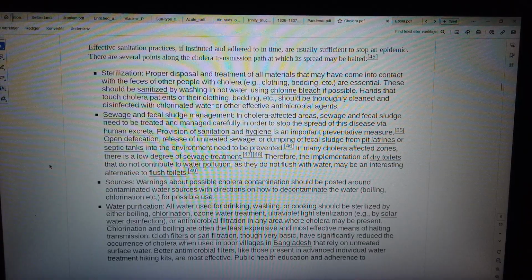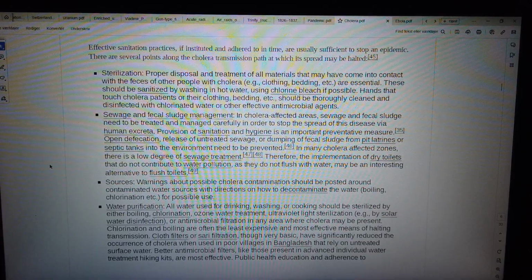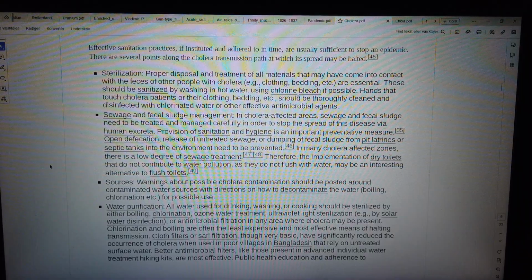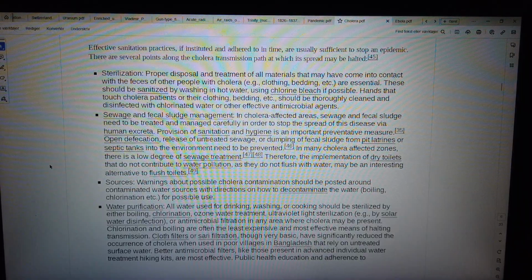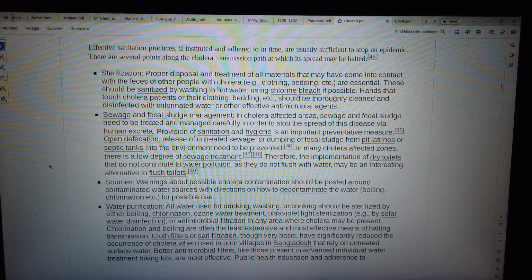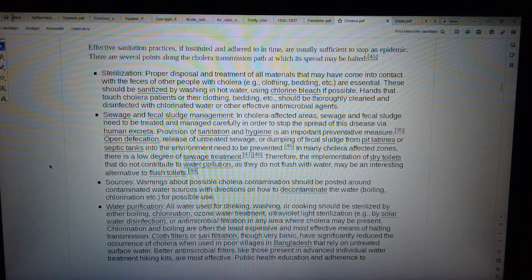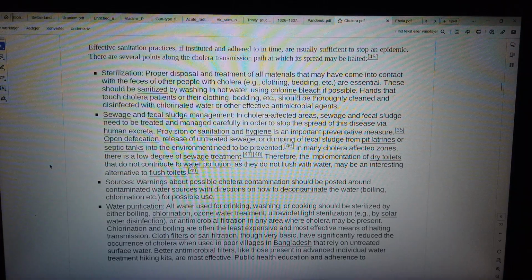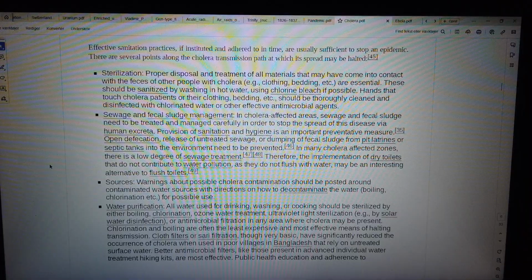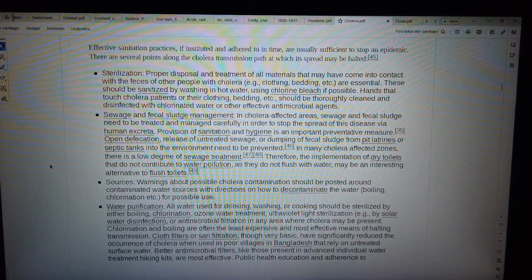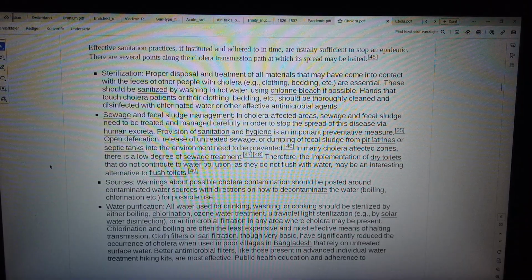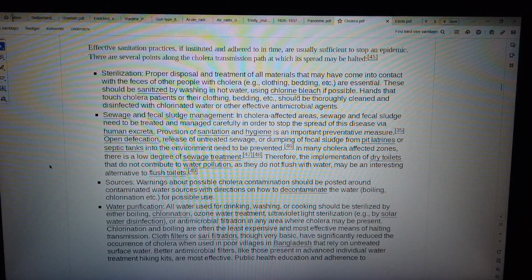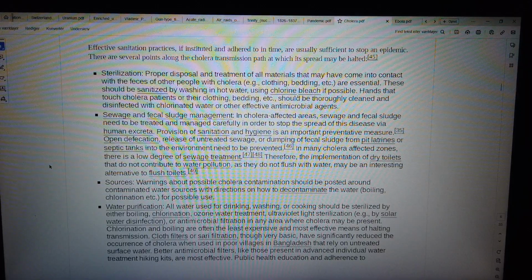Water purification. All water used for drinking, washing, or cooking should be sterilized by either boiling, chlorination, ozone water treatment, ultraviolet light sterilization, for example, by solar water disinfection, or antimicrobial filtration in any area where cholera may be present. Chlorination and boiling are often the least expensive and most effective means of halting transmission. Cloth filters for sari filtration, though very basic, have significantly reduced the occurrence of cholera when used in poor villages in Bangladesh that rely on untreated surface water.